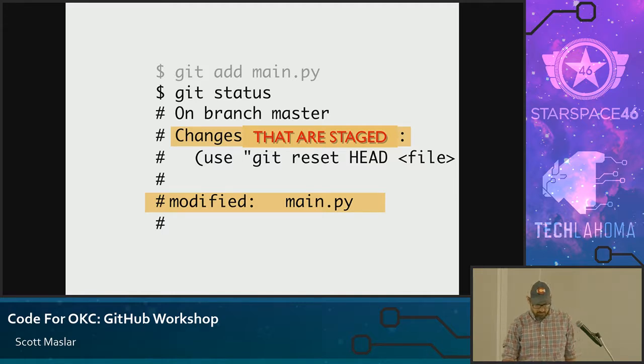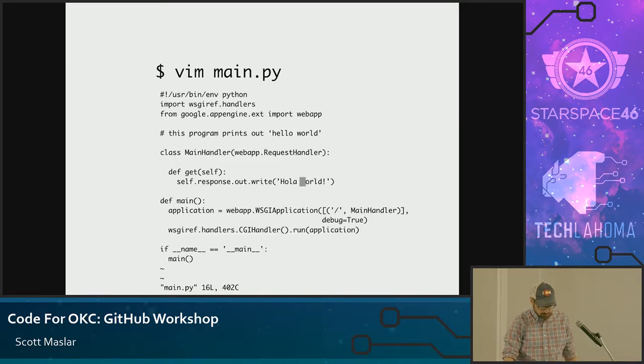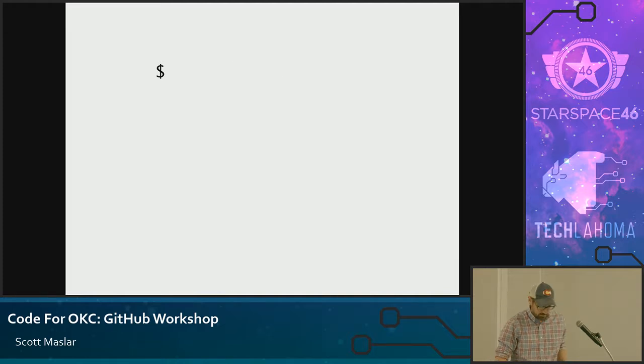So now all we have to do, oh, no, we're gonna make some more changes, sorry. All right, so we had that app.yaml file. It had a version. We're gonna go ahead and change that to 2. And we're also gonna go back into our main.py, right? And it was Hello world, now it's slightly different.